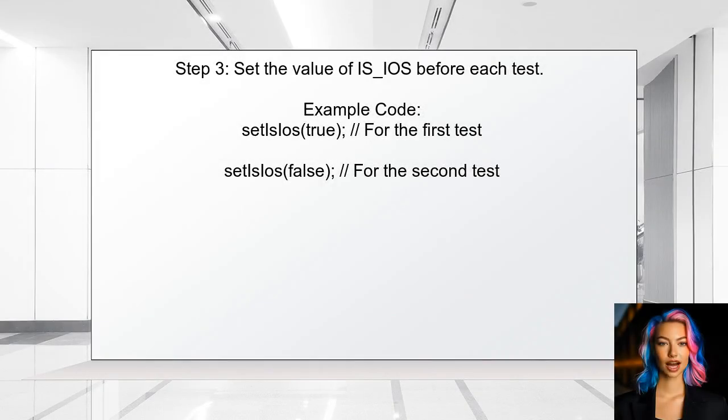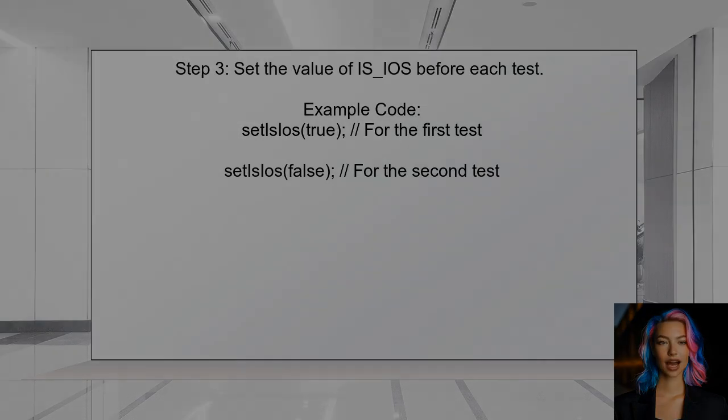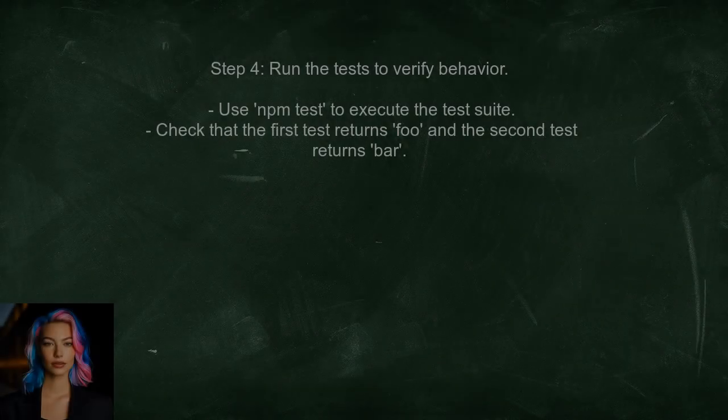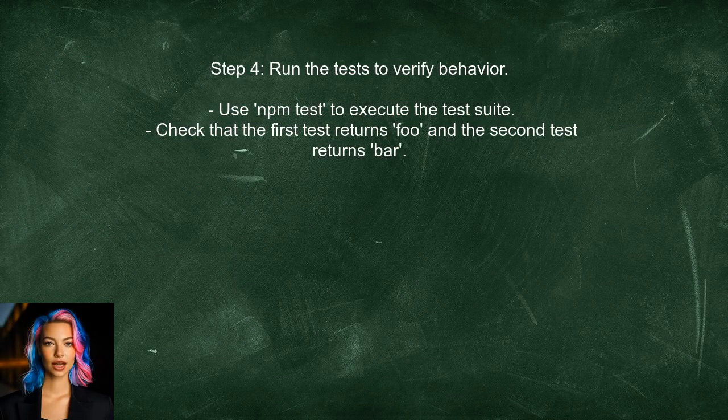Now, the user can set the value of iOS before each test. This can be done by calling the setIOS function with the desired value, ensuring that the mock reflects the correct state for each test case. Finally, the user should run the tests to verify that the changes to iOS are reflected correctly in the output of my function. This will ensure that the tests behave as expected.